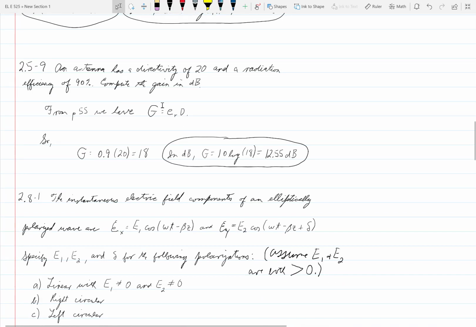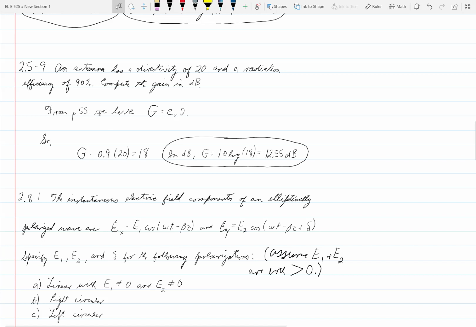The second problem we want to do for this lecture is 2.5-9. It says that an antenna has a directivity of 20 and a radiation efficiency of 90%. We want to compute the gain in dB. This is a very easy problem.